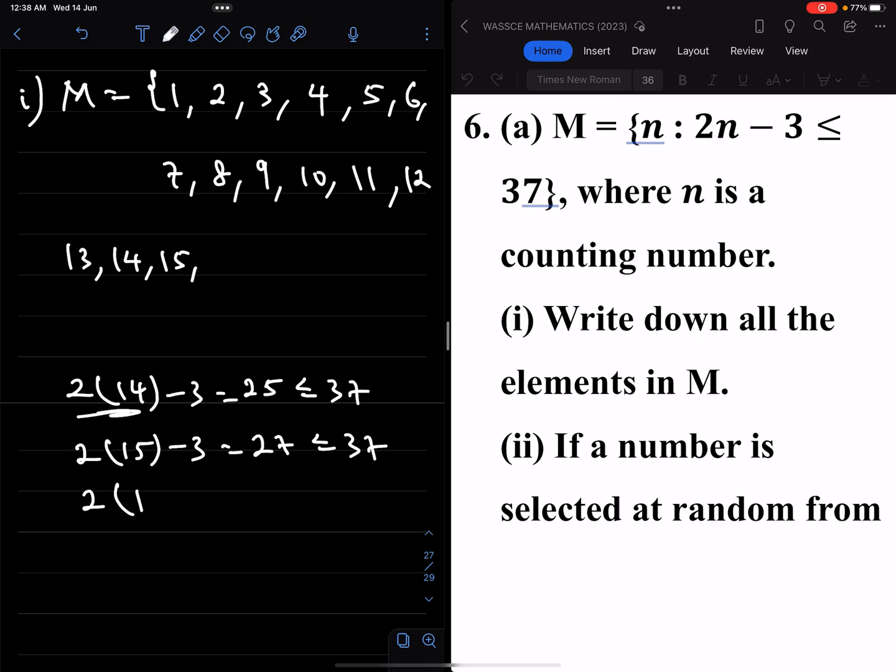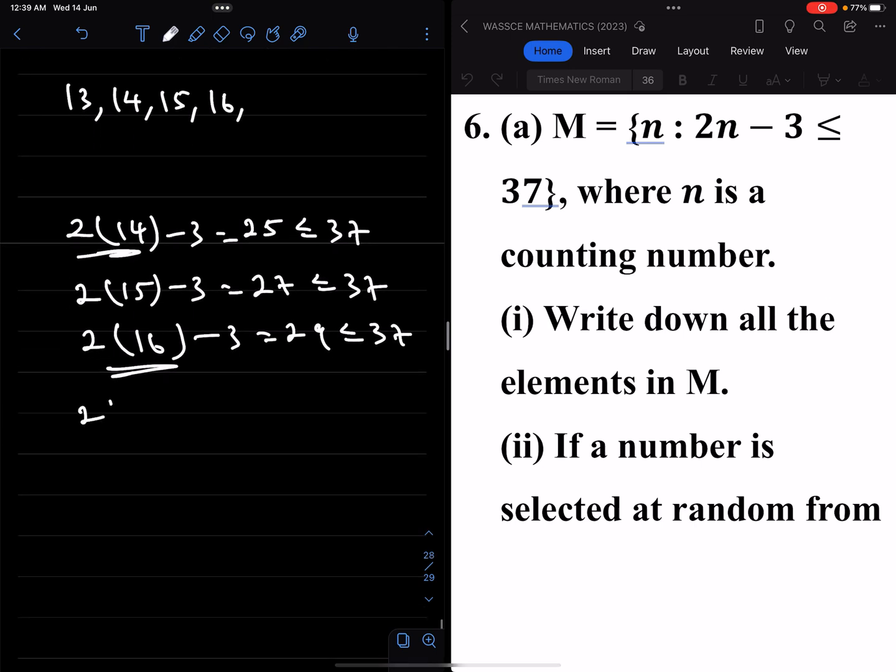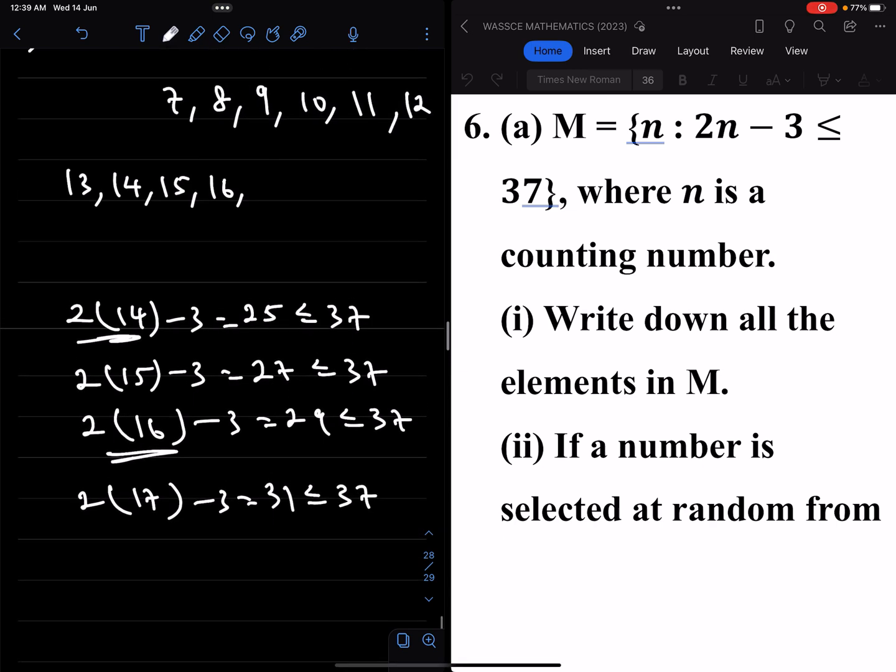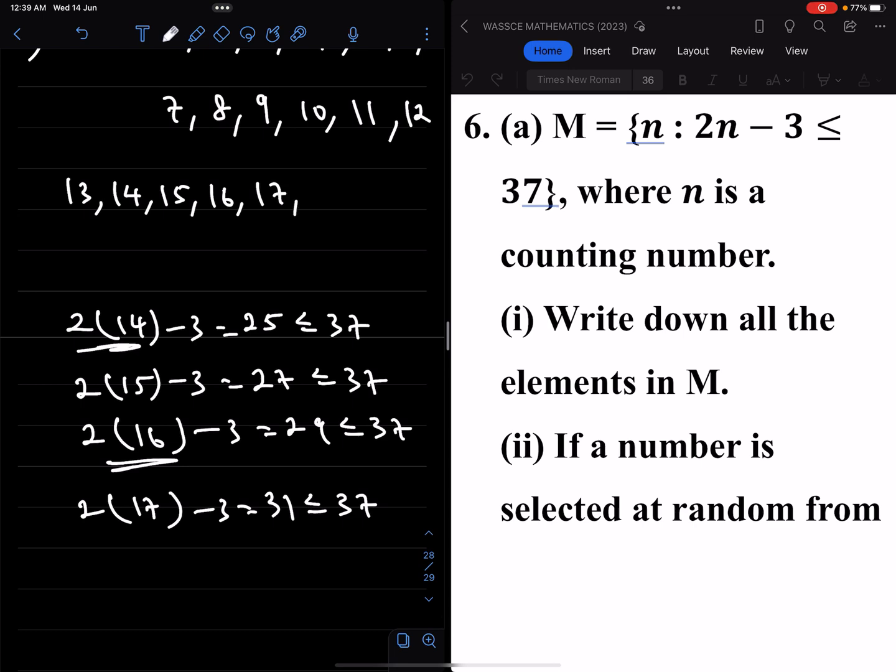We go to 16. 2 times 16 minus 3 is equal to 32 minus 3, which is 29, and that also satisfies the condition less than or equal to 37. So 16 is also an element of M. We go to 17. 2 times 17 minus 3 is equal to 34 minus 3, and that's 31, which satisfies the condition less than or equal to 37. That means 17 is also an element of the set M.